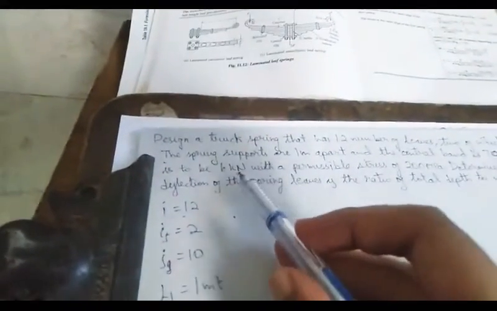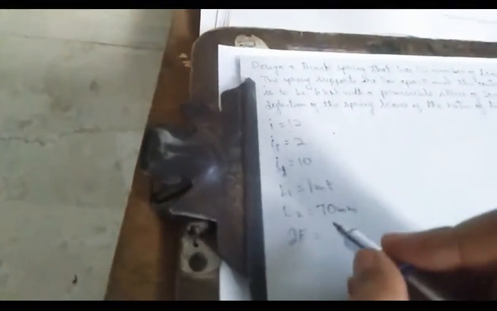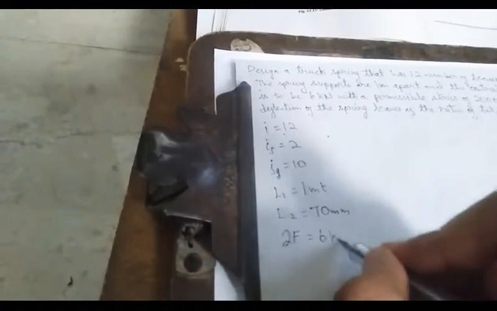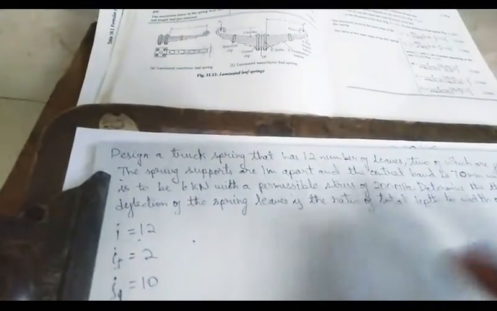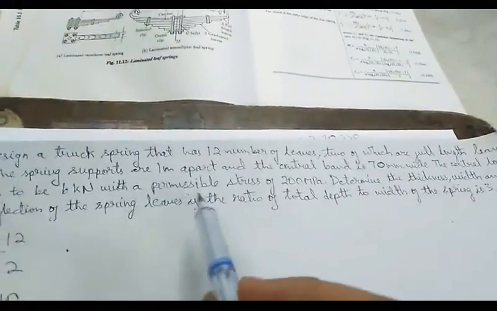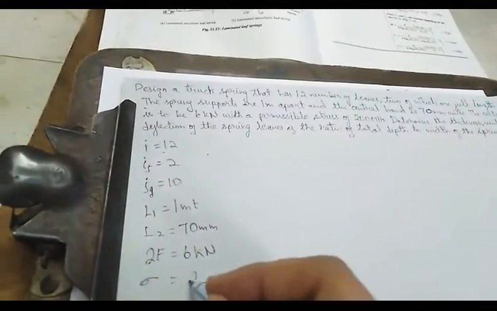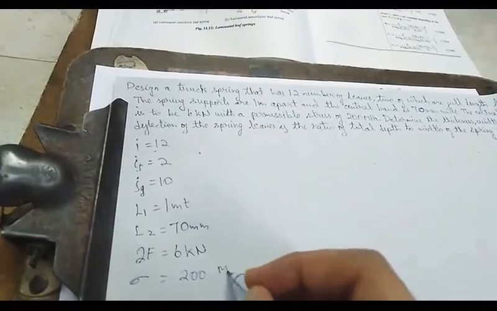The central load is to be 6 kilonewton. Here you can see that in the spring, this is the central load. They have given it as 2F, so 2F is equal to 6 kilonewtons, with a permissible stress of 200 MPa.